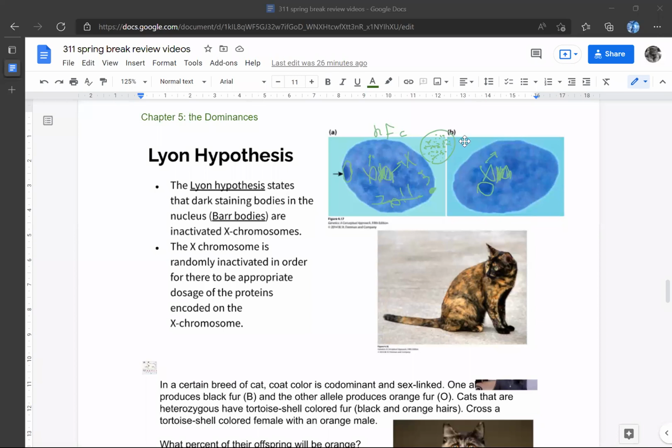We don't want to overdose on all of the products that come with both X chromosomes being active. So we're going to reduce the dose that we get or that our cells have access to. So with this dosage compensation and the creation of bar bodies via the Lion hypothesis, we can see things like the coloration of cats. This is a tortoise shell cat.